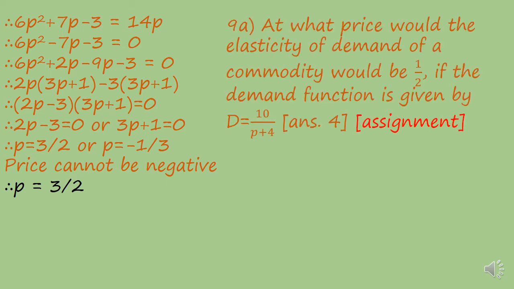Now price is never negative, isn't it? Price is never negative, and therefore we discard the answer minus 1 upon 3. We discard that particular answer, and therefore we get p as 3 upon 2. So that is our final answer for that question. This sum is similar to the sum which we did just now. You can try it out as assignment in your notebook.